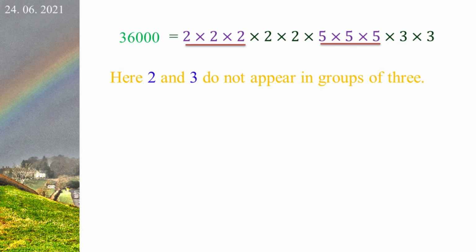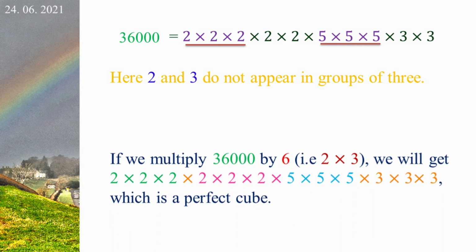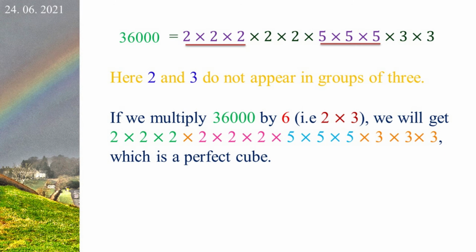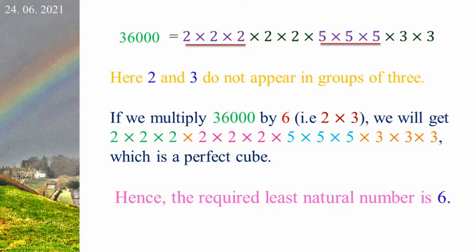Here 2 and 3 do not appear in groups of 3. For making a perfect cube, we are required to multiply the given number by 6. 6 means 2 into 3. If we multiply 36,000 by 6, we will get 2 into 2 into 2 into 2 into 2 into 2 into 5 into 5 into 5 into 3 into 3 into 3, which is a perfect cube. Hence, the required least natural number is 6.